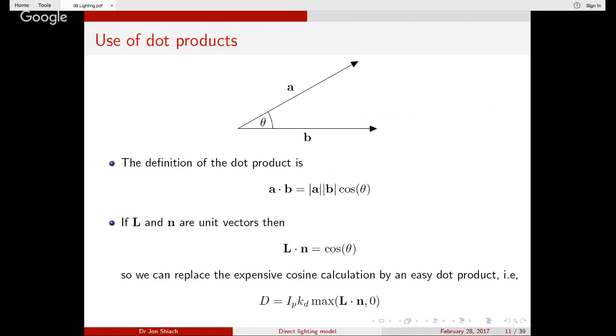Two vectors, A and B. Theta is the angle between those two vectors, and that's related to the dot product using this relation here. It should be ingrained into your brains by now. So A dot B is equal to the magnitude of A times the magnitude of B times the cosine of the angle between them. Now, if L and N are unit vectors, L dot N would equal 1 times 1, which is obviously 1, times the cosine of the angle between them.